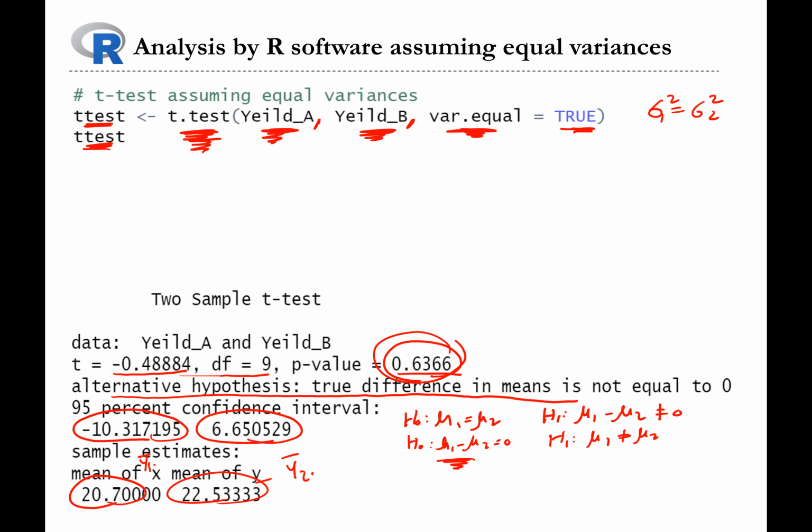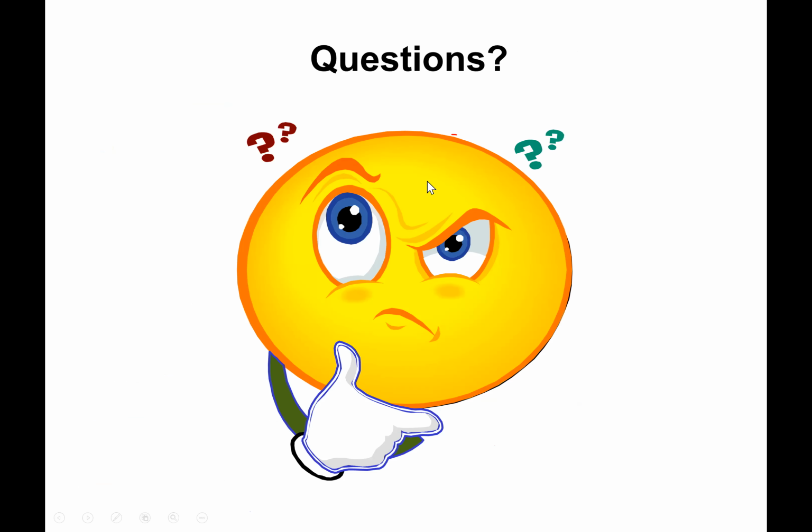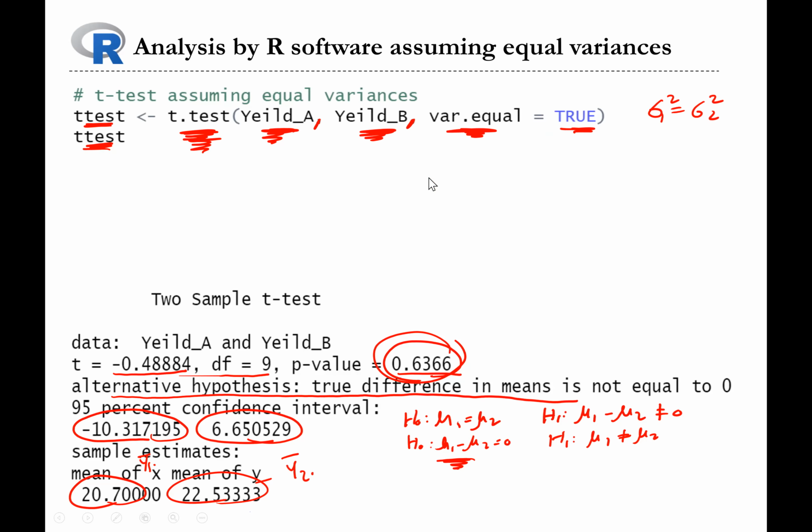Any questions so far? Yeah, Professor, quick question. Sure. Why do we assume equal variances again in this case?